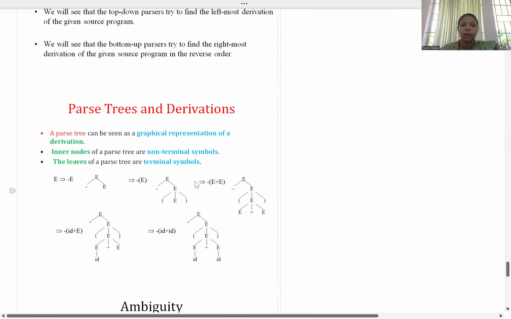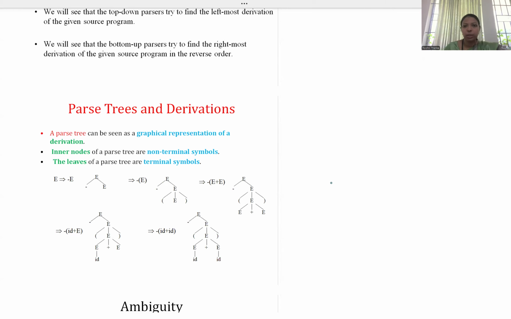So a parse tree can be seen as a graphical representation. What I wrote here: E can be written as minus E, and this E can be written as parenthesis E. Then this E can be written as E plus E. And now again this E can be written as ID. So this derivation I can now bring into a graphical structure.